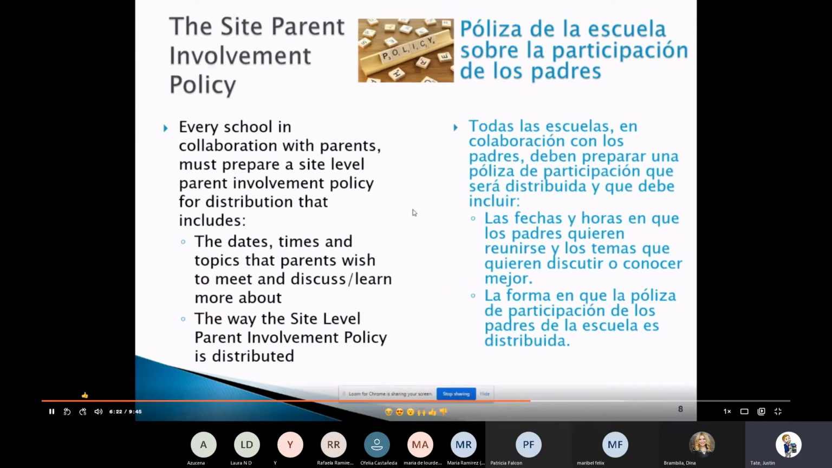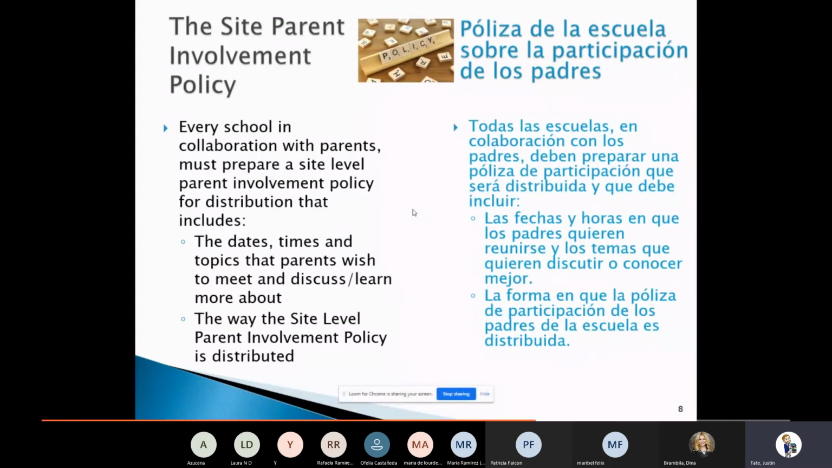What is the site parent involvement policy? Every school, in collaboration with parents, must prepare a site-level parent involvement policy for distribution that includes the dates, times, and topics that parents wish to meet and discuss, learn more about. The way the site-level parent involvement policy is distributed. So it could be that the parent involvement policy meeting takes place at the conclusion of this presentation or at a future meeting.